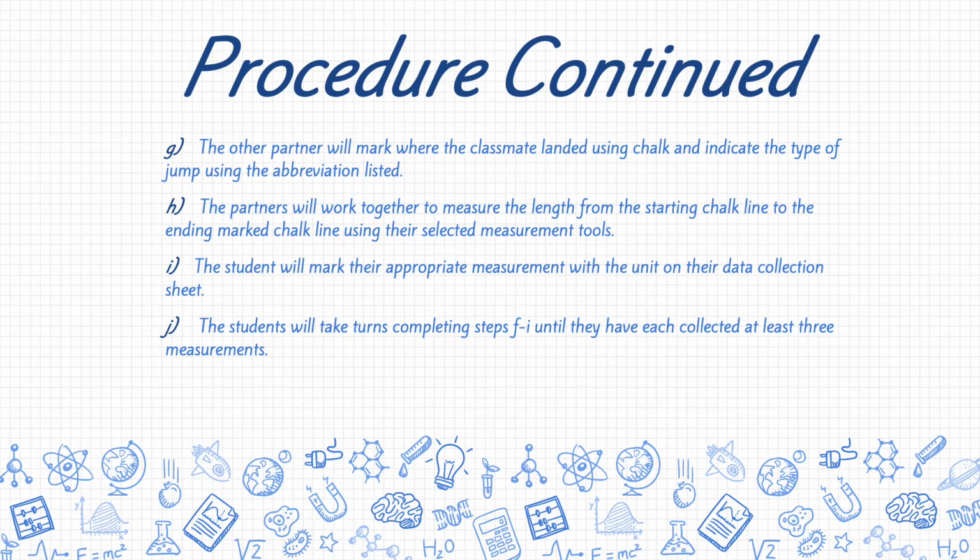And then once they have found their length, they will mark on their data collection sheet how many popsicle sticks long it was, or Unifix cubes long it was, or rulers long it was, whichever one they chose. And then they will take turns to complete those steps of jumping and then measuring until each student has 3 jumps completed on their data measurement sheet.